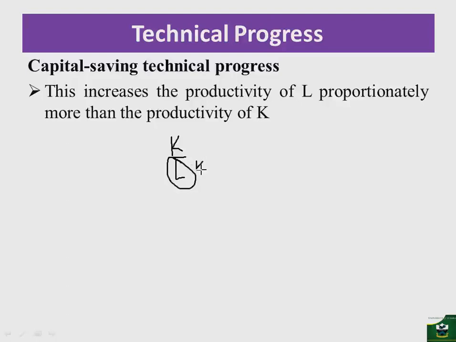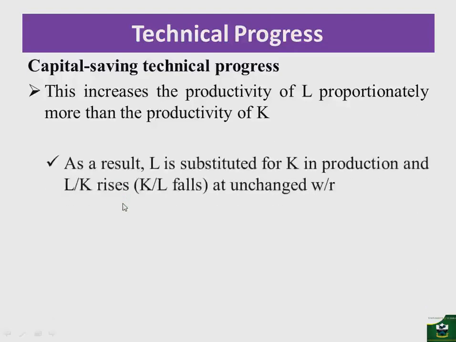Because this time around labor has become more productive, it calls for an increase in the labor units to increase the production of the commodity. As a result, we see that labor will be substituted for capital in production. Considering L over K, if labor has increased, so you are bringing in labor and removing capital, then the numerator here will grow while the denominator will be declining. As such, the whole of this ratio will rise.